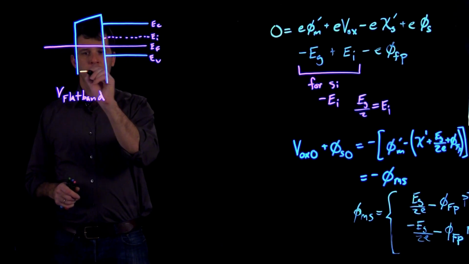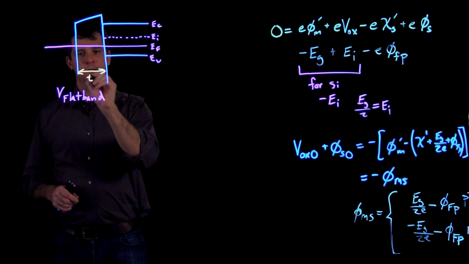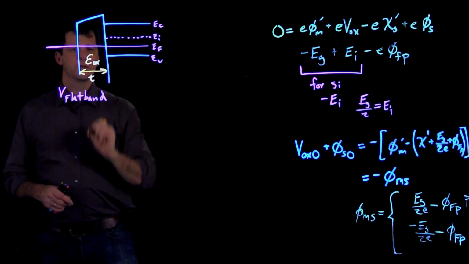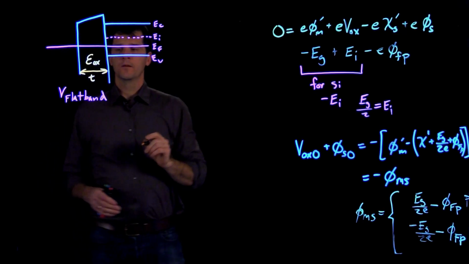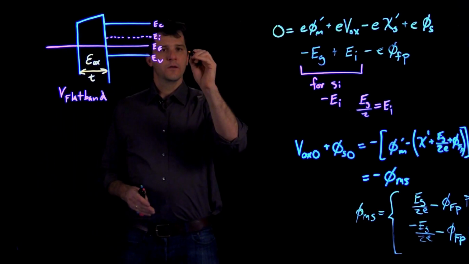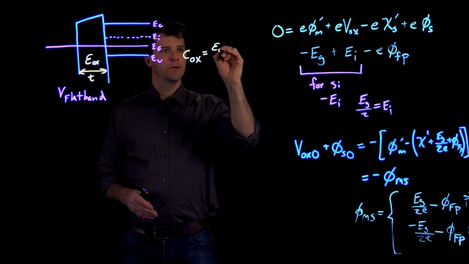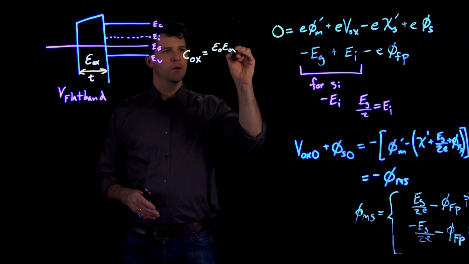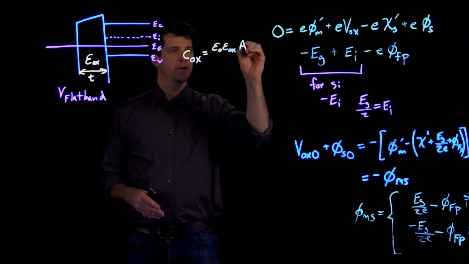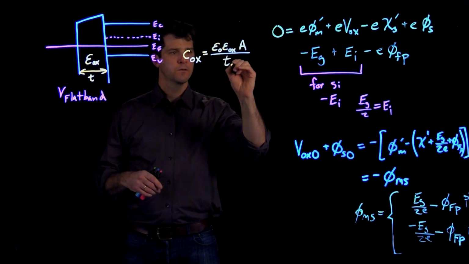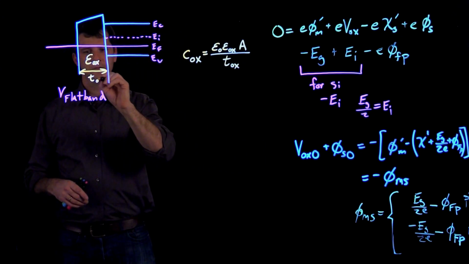So we're going to remember that the oxide has a thickness T and it has a dielectric constant of its own. So the geometric capacitance associated with this is going to be epsilon naught, epsilon oxide, the area, the cross-sectional area of the device, and then the thickness of the oxide.